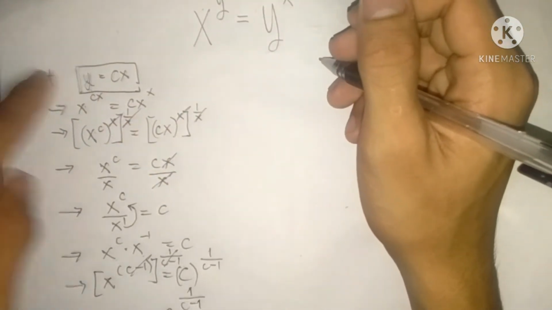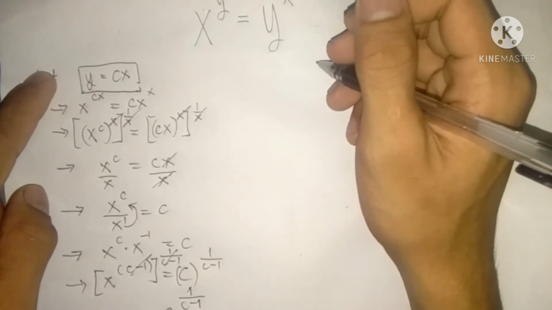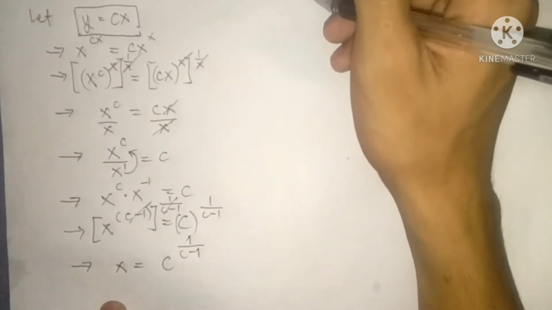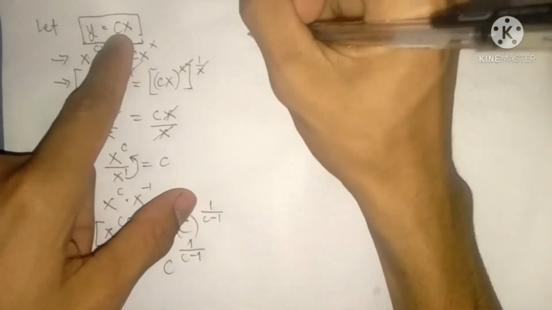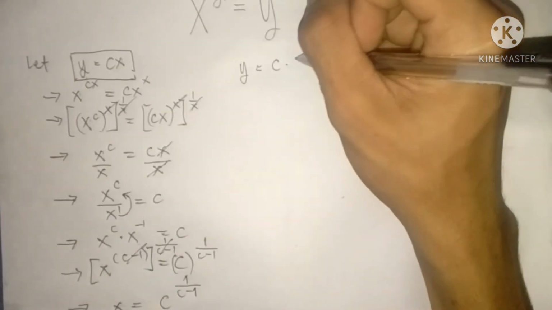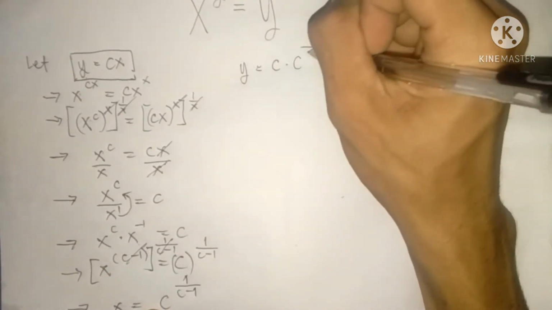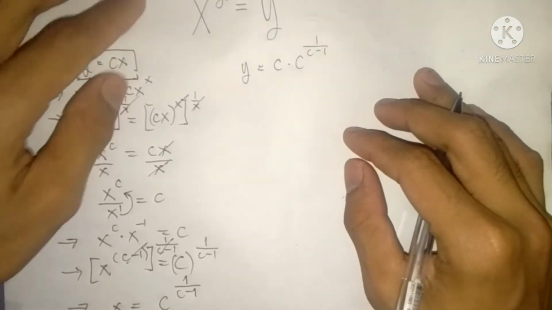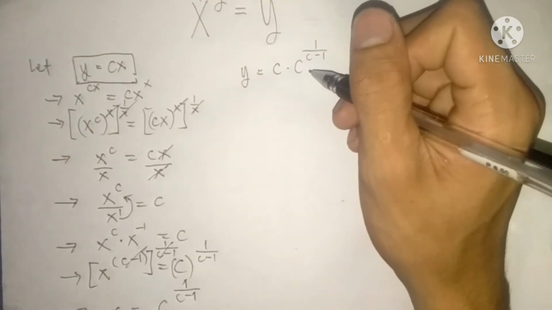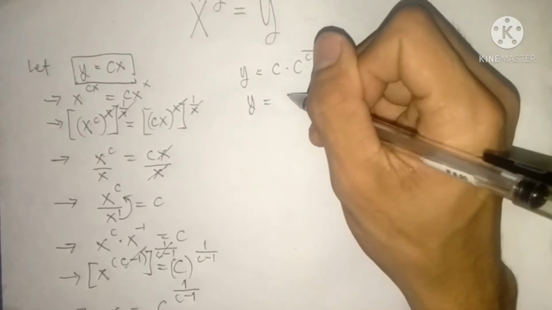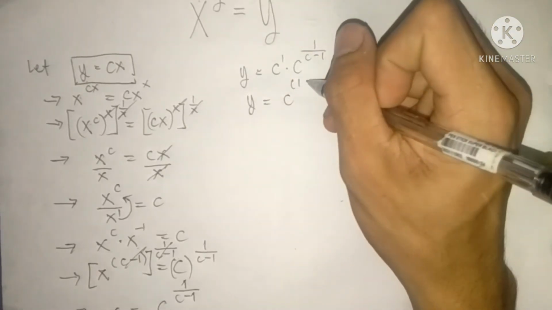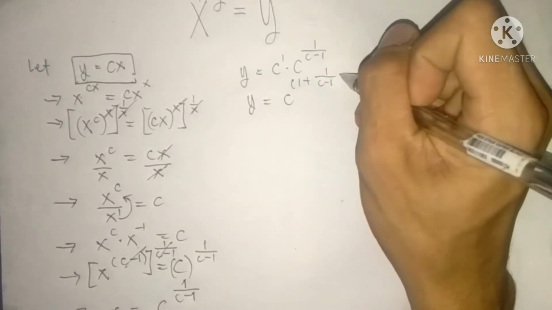I-solve natin si y by substituting the value of x dito. Ngayon, dahil nakuha na natin yung value ng x, substitute natin dito. So, y is equal to c times c raised to 1 over c minus 1. So, sabi ko nga kanina, multiplying powers, allow tayo na mag-add ng exponent kapag pares yung base. So, y is equal to c. Yan yung base natin, c, raised to 1, kasi may 1 exponent dito, plus 1 over c minus 1.